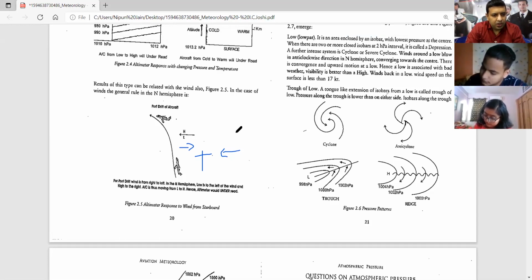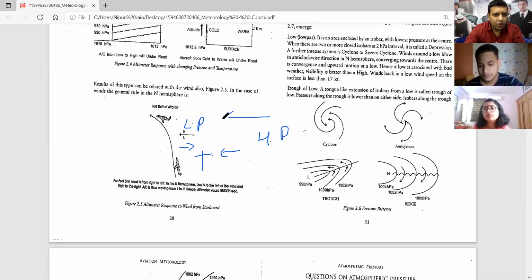In the northern hemisphere, the low pressure is always to the left and high pressure is on the right. We'll be studying this. It's called Buys Ballot's law. Buys Ballot's law says that in the northern hemisphere, high pressure system is on the right and low pressure system is on the left. So wind flows from high pressure to low pressure. So always, if you are flying in the northern hemisphere, there will be a port drift. Okay. All right.